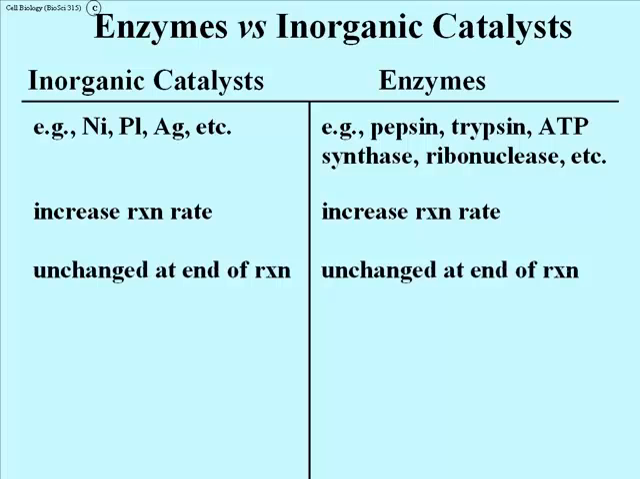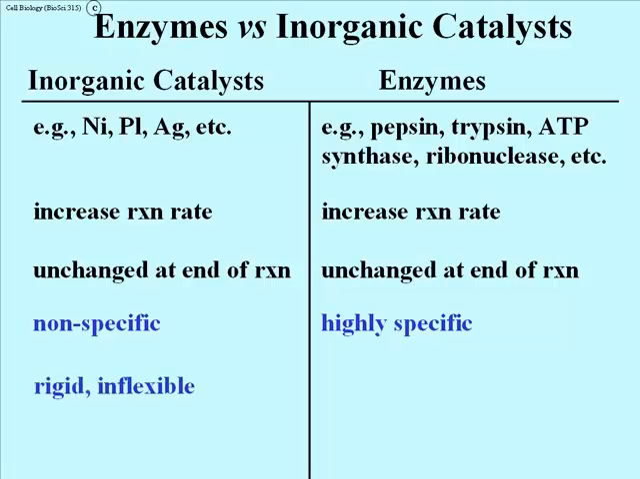Again, all enzymes and catalysts have in common that they increase reaction rates. In both cases, the catalysts, enzymes or inorganic, are unchanged at the end of the reaction. Inorganic catalysts are generally nonspecific, so shavings of platinum can catalyze a large number of different chemical reactions. Enzymes tend to be highly specific. Most of them actually catalyze one and only one reaction involving only one substrate or set of substrates and cannot really catalyze any other chemical reaction.